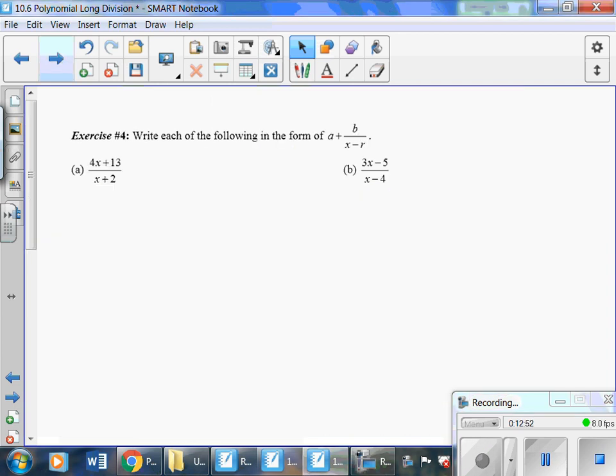Okay, so exercise 4. Write each of the following in the form a plus b over x minus r. So why don't you try these on your own? Pause. As Dee Dee says, try. And come back to me and I'll put the solutions on.